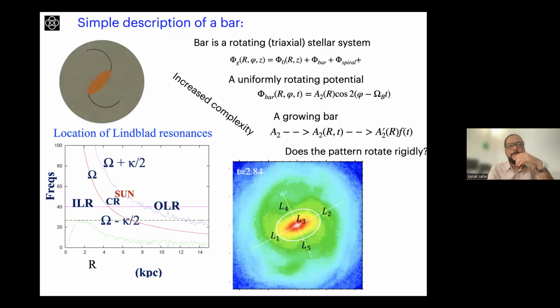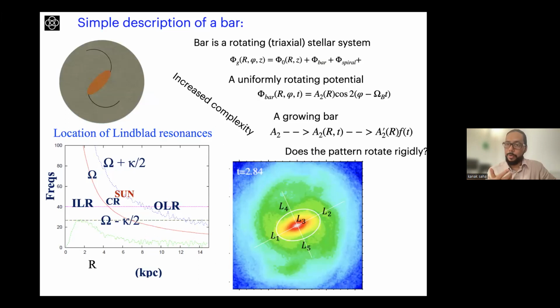So a simple description of a bar. I understand that many of you are already very familiar with all this, but it's just for those who are not. A bar is a rotating triaxial stellar system. From a potential point of view, there is a background disk potential, phi naught, which is an axisymmetric disk potential. You can add a bar component, a spiral, and all kinds of non-axisymmetric or external potentials to get the total galaxy potential, which can be non-axisymmetric. The bar potential can also be thought of as a uniformly rotating potential, which means it has the simplest time dependence, a uniform rotation.